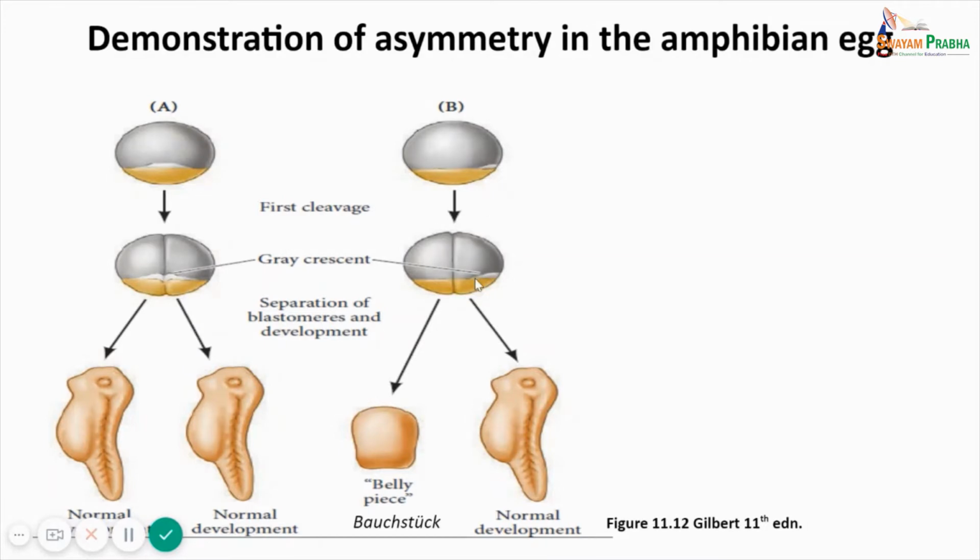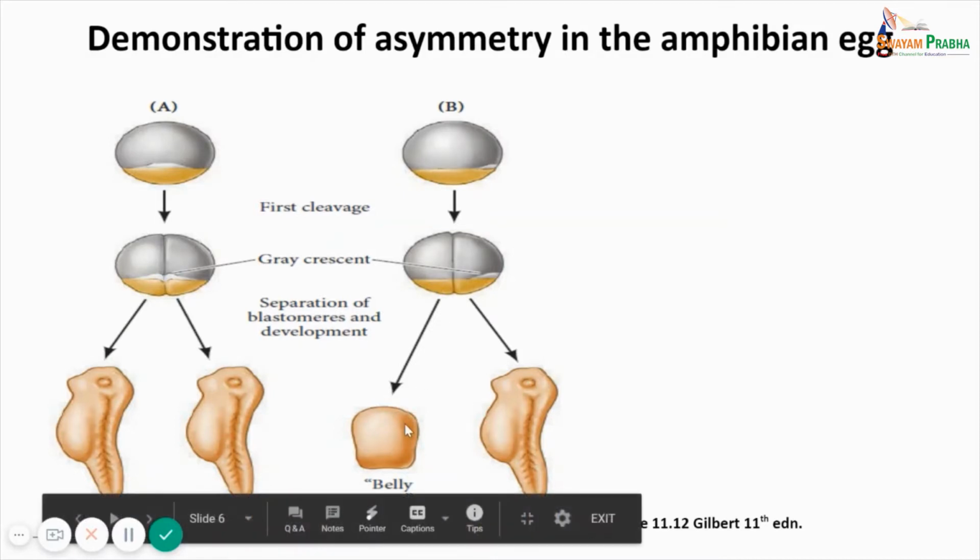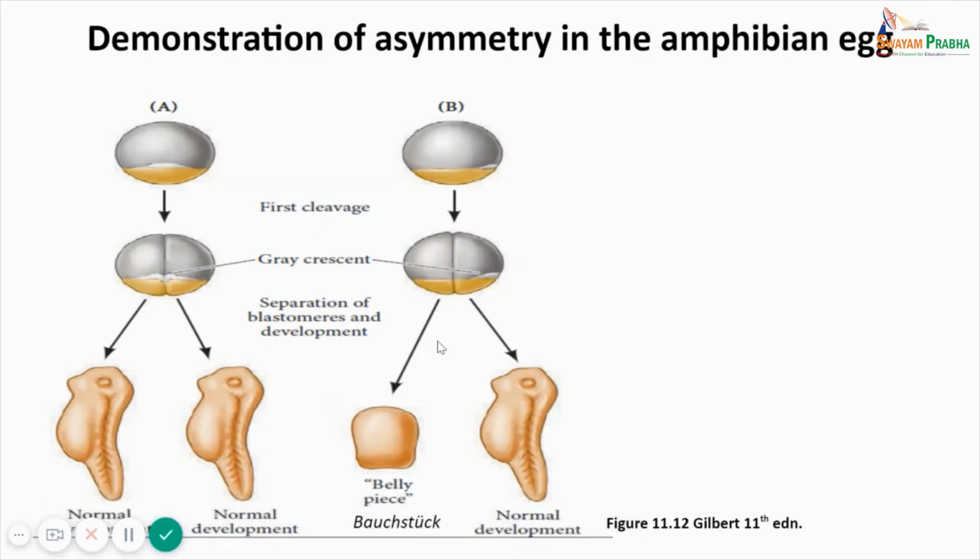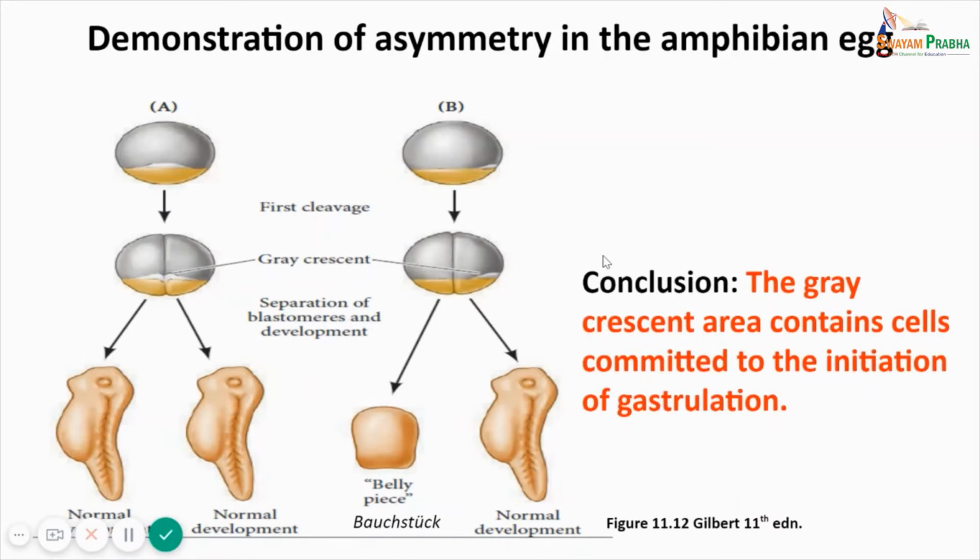In another experiment, the longitudinal constriction was perpendicular to the plane of first cleavage, which separated the dorsal and ventral regions instead of the left and right side. So a normal embryo developed from the dorsal region, which had the gray crescent, while the other part developed into simply an unorganized mass of cells, which was known as Bauchstück, meaning belly piece. Dorsal structures like neural tissue, notochord, somites did not develop in this Bauchstück. So this concluded that the gray crescent area contains cells which are committed to the initiation of gastrulation.